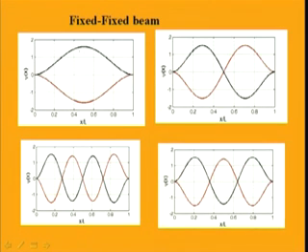In case of a fixed beam also, if you find, these are the mode shapes. This is a Euler Bernoulli beam. In this case both the ends are fixed and the slopes are 0 here, and in case of the second mode you can see there is 1 node.